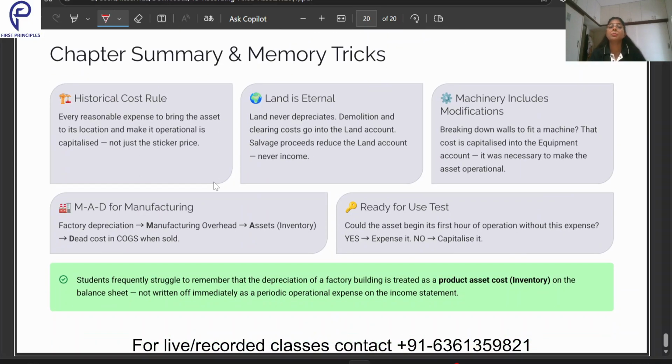Over here the chapter summary and the memory tricks are given for us to understand things easily. I hope this is clear to all of you.